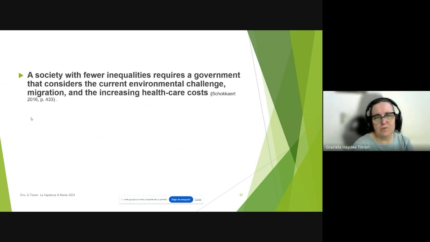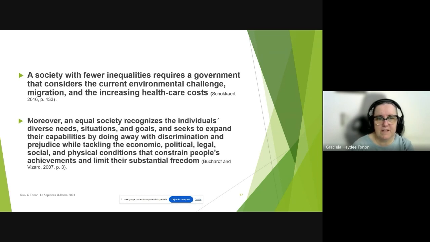So a society with fewer inequalities requires a government that considers the current environmental challenge, migration, and the increasing healthcare costs. Moreover, an equal society recognizes the individual's diverse needs, situations, and goals, and seeks to expand their capabilities by doing away with discrimination and prejudice while tackling the economic, political, legal, social, and physical conditions that constrain people's achievements and limit their substantial freedom.